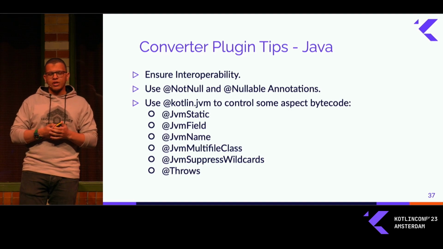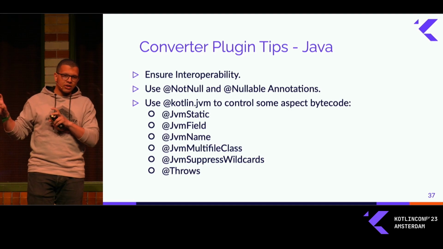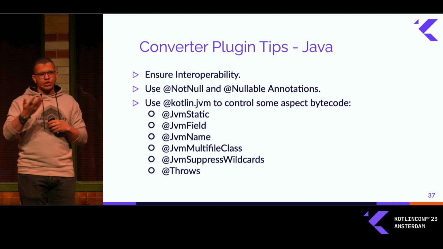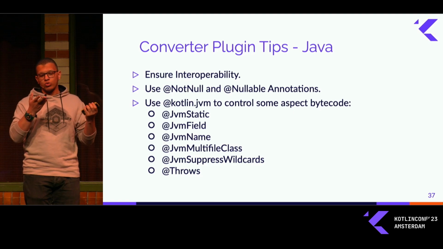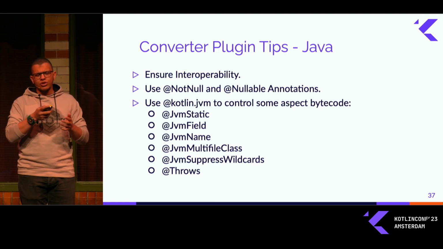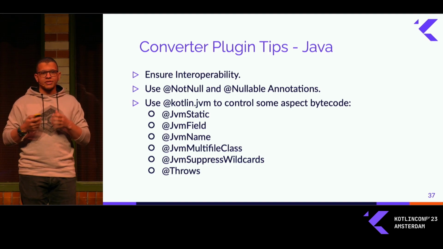You can use @JvmSuppressWildcards, for example, because in Java we use use-site variance, while in Kotlin we use declaration-site variance. So by default, it will generate the wildcard from the Kotlin side. So use that annotation to suppress that error. You need to get familiar with these annotations to have a good mixed code base.